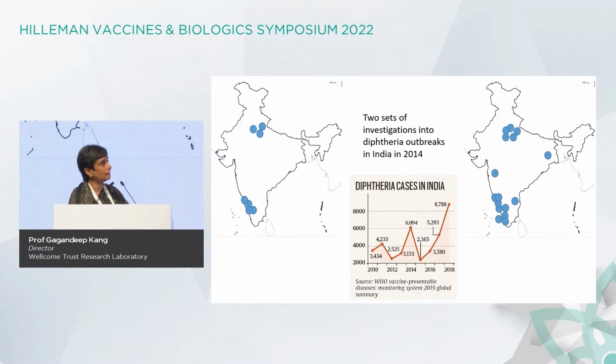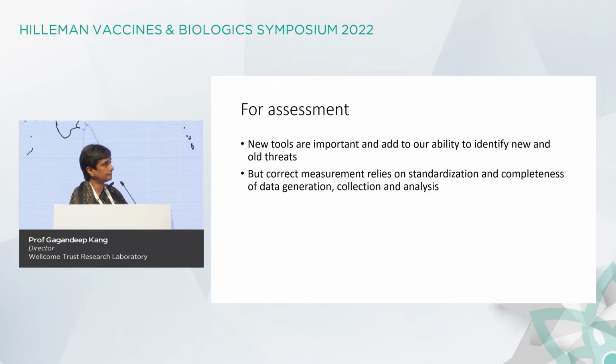I'll give you one example. This is diphtheria outbreaks that occurred in 2 parts of the country. And there was one set of surveillance that was done by the Integrated Disease Surveillance Program, and the other was done by the National Polio Program. Same time, same locations, different numbers. And that's really because the sources of information that were used by the 2 surveillance systems were different. One used only government sources, and the other one included both government and private sources of data.